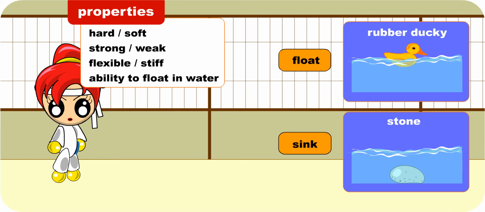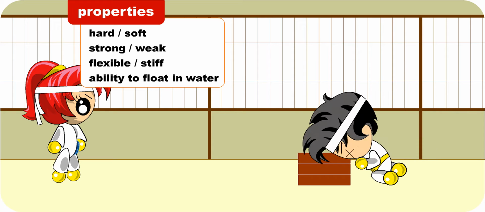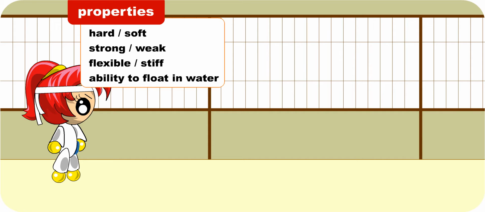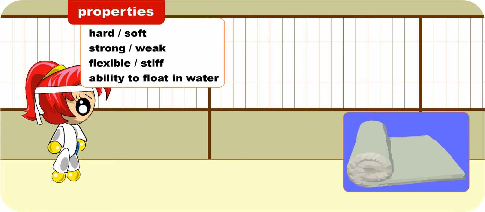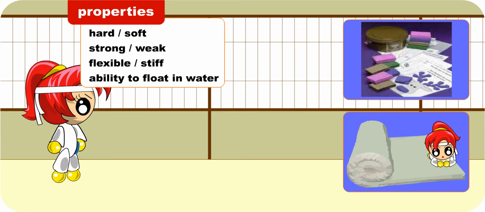Can you tell me more about these terms, please? A material is hard when it is not easily bent or broken. For example, metals and wood are hard. Soft materials can be easily stretched, squashed, or depressed like the mattress. So plasticine is a soft material, right? Yes. Now let's talk about flexibility.